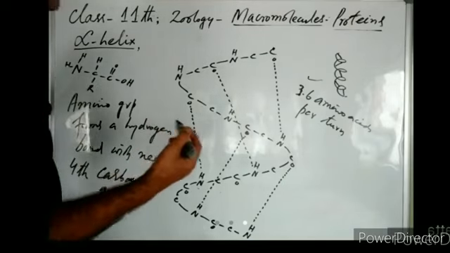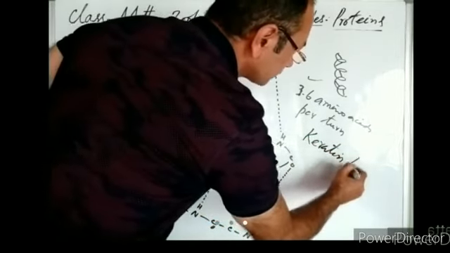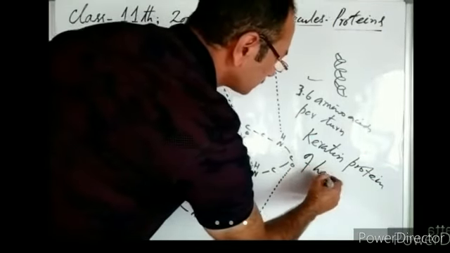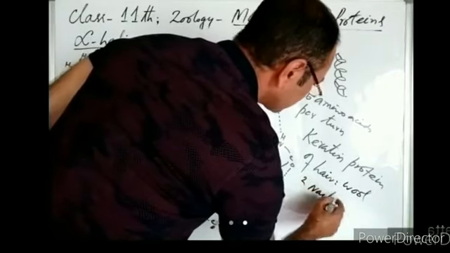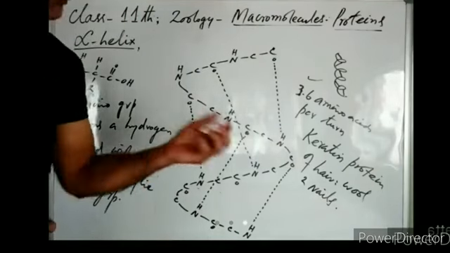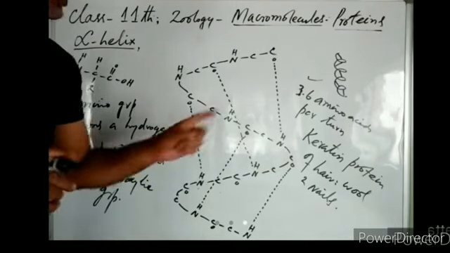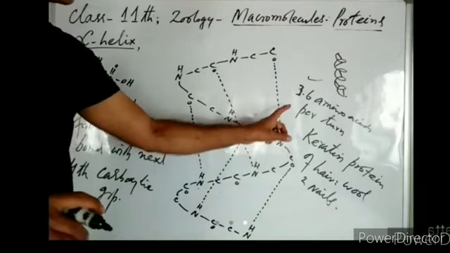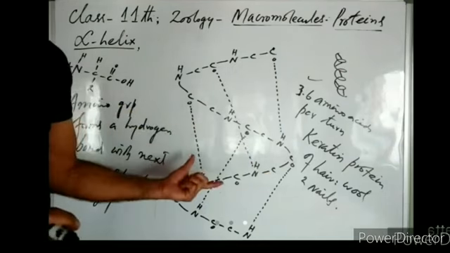This alpha helical structure is found in keratin protein. Keratin protein of hair, wool, and nails. We have got keratin protein in our hair, right? We have got keratin protein in the wool of animals. And keratin protein is also found in the nails. So this keratin protein of hair, wool, and nails has got this alpha helical structure, right?